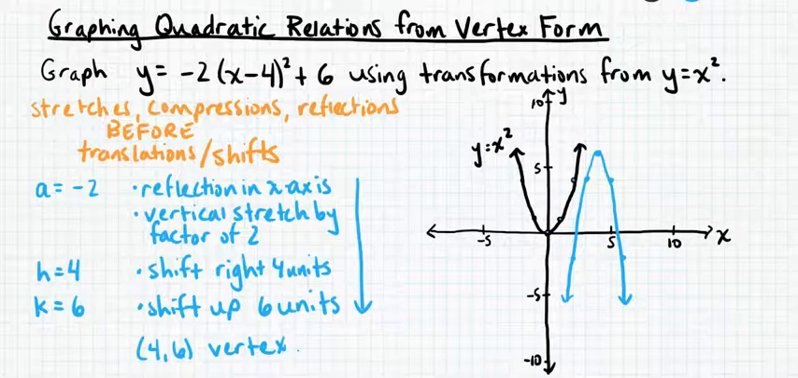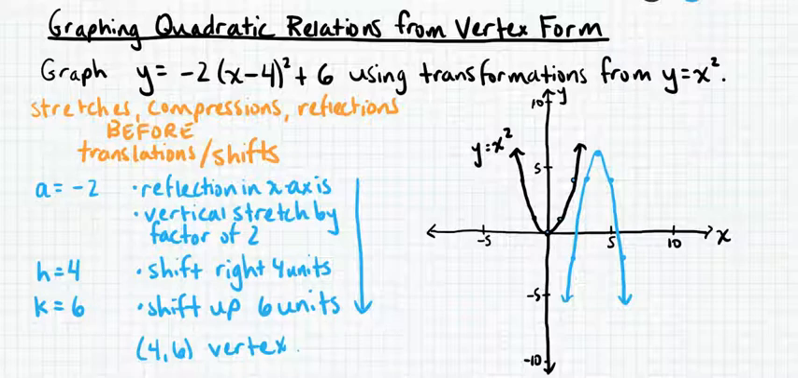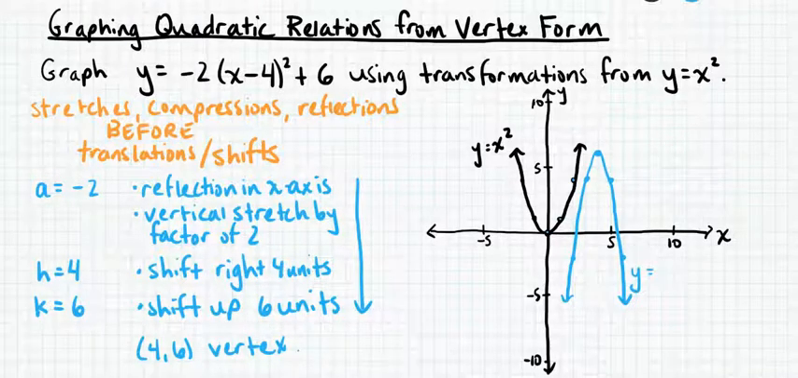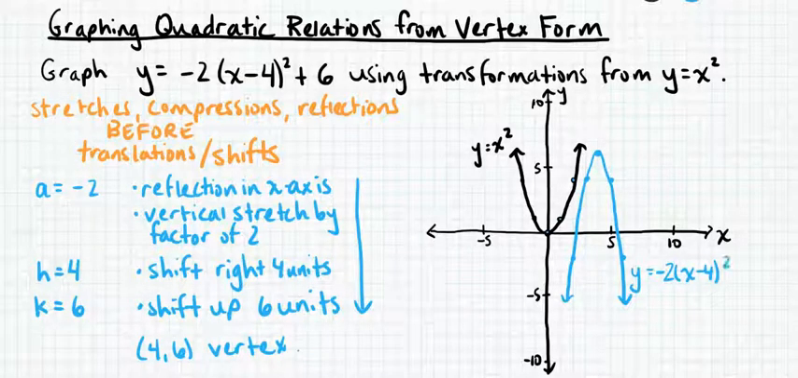And that's it. That's how to graph a parabola using transformations from y = x squared by applying the transformations to each of the key points in order to end up with your final transformed graph. So I'm just going to label that with the equation y = -2(x - 4) squared + 6. The important thing with transformations is to make sure you don't get too frustrated with it.